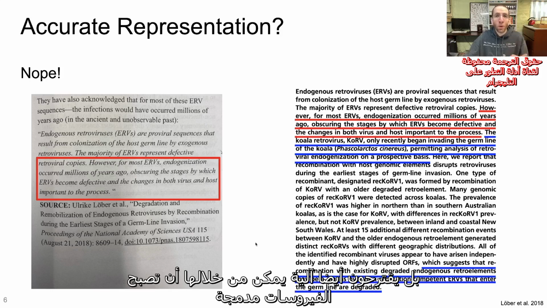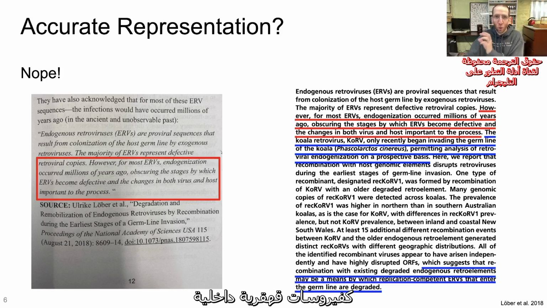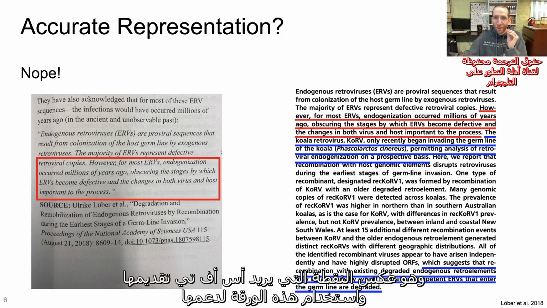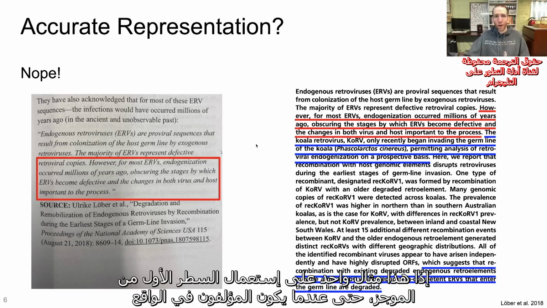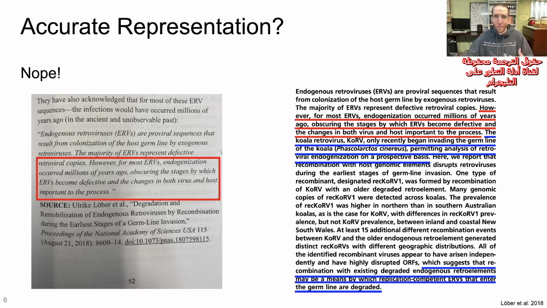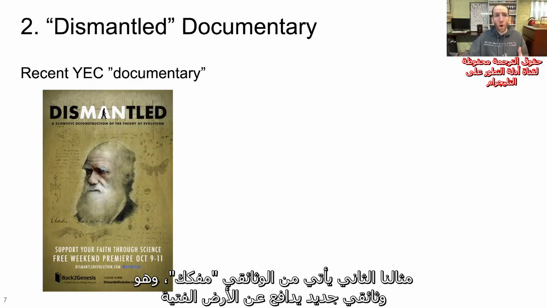They're also proposing a mechanism through which viruses can become integrated as endogenous retroviruses, which is exactly the opposite of the point SFT wants to make and use this paper to support, right? It's actually doing the opposite. So that's one example of where you lift that first line from the abstract, even though the authors are actually making the opposite argument. Our second example comes from the Dismantled documentary.